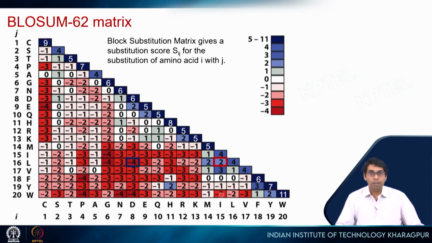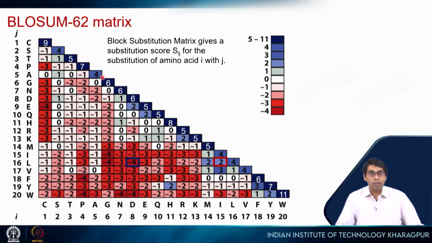Okay. So, I have marked some of them here. For example, isoleucine with leucine, and leucine with glutamic acid, aspartic acid. So, this is negative, this is positive. So, you can explain to yourself why this is negative and why this is positive.